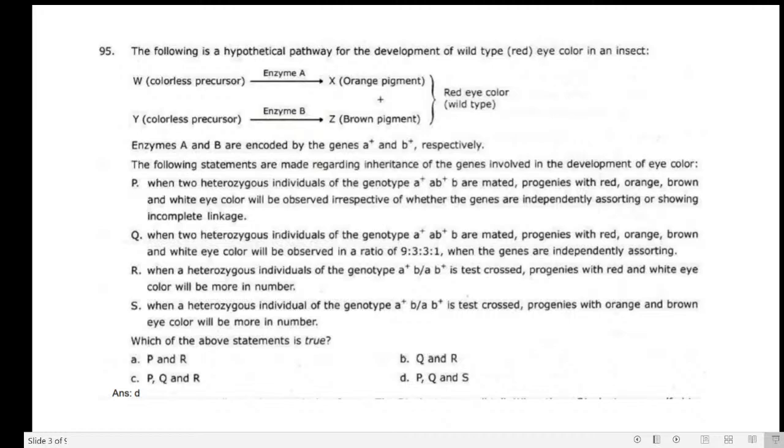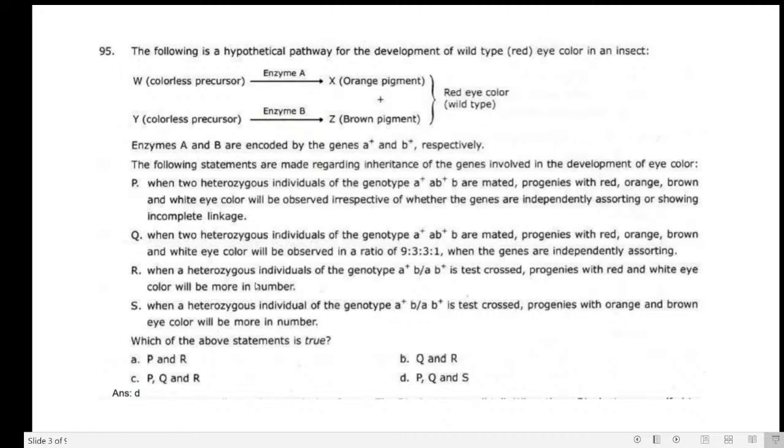PQS is the right one. What is P? When two heterozygous individuals of phenotypes A and AB plus B are mated, progenies with red, orange, brown, and white eye color are observed, irrespective of whether the genes are independently assorting or showing incomplete linkage. This is the one perfect match statement for the pathway.